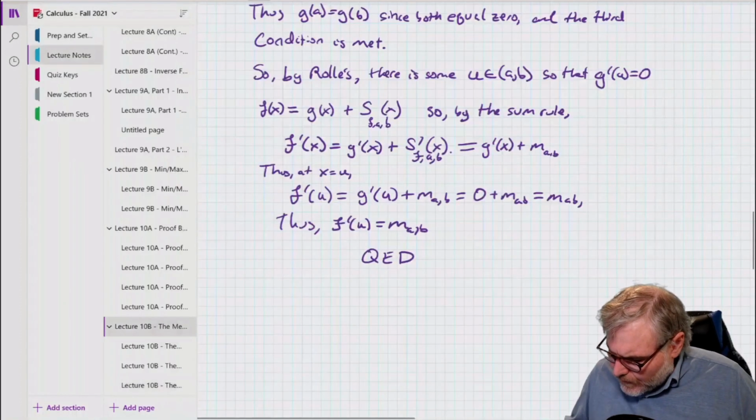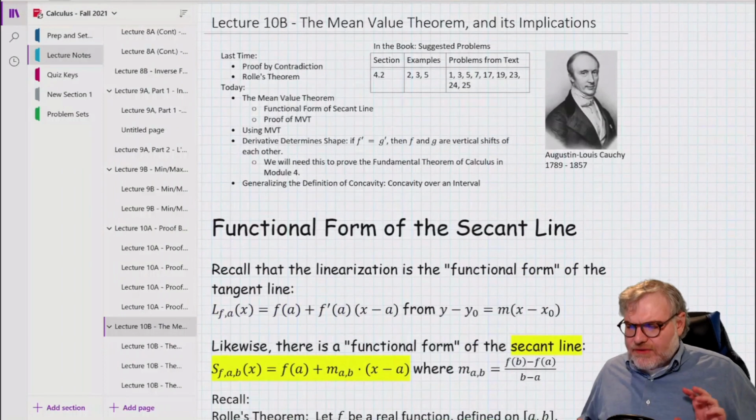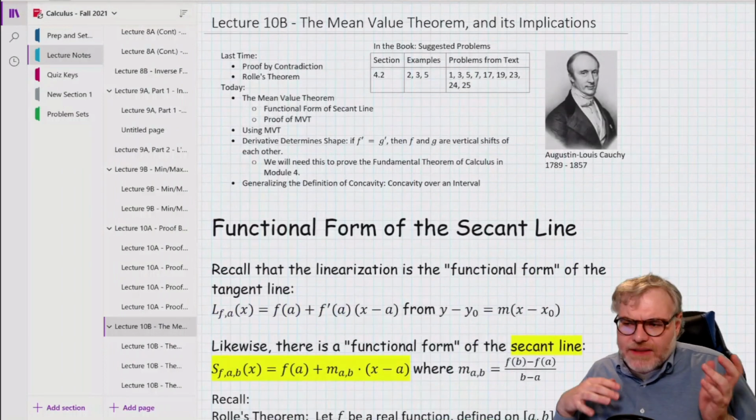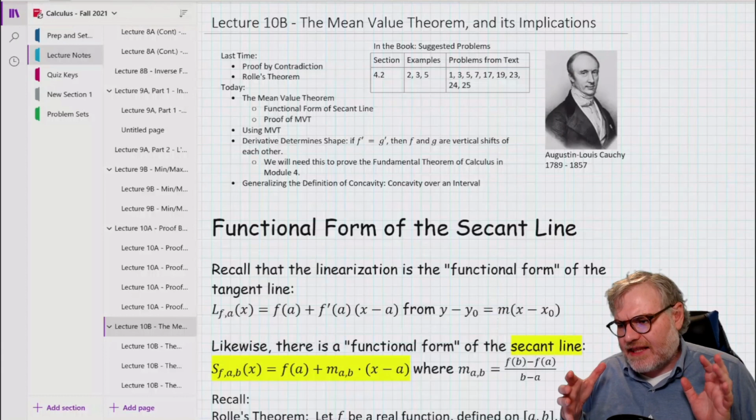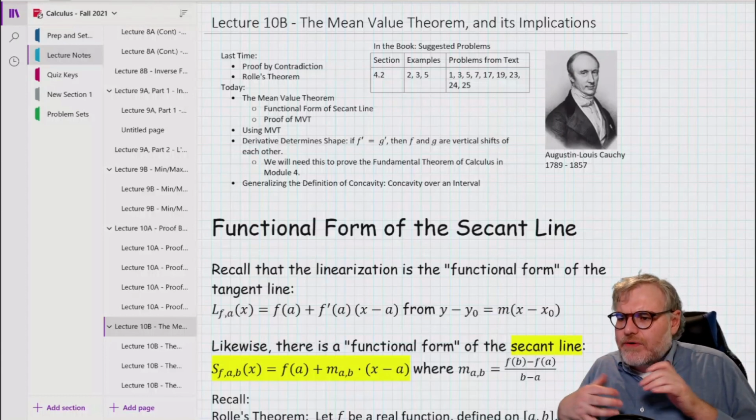So that's what I have for you today. We went over a couple things. We talked about the mean value theorem, and we proved it. And we talked about this functional form of the secant line, and then we used it in the proof for the mean value theorem.